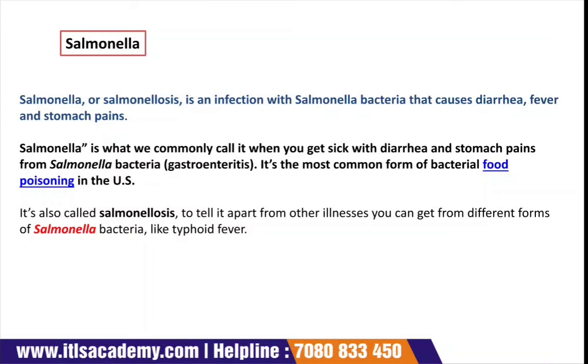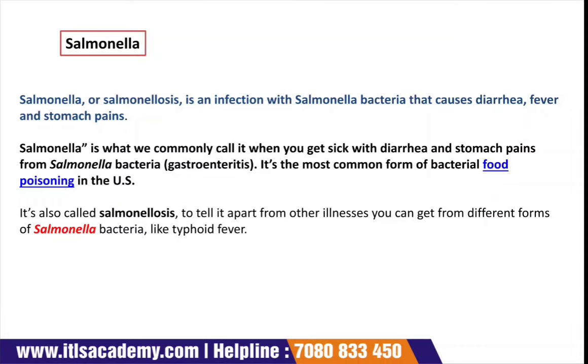So whenever you are having an upset stomach, or a stomach ache, and apart from the ache or pain you are also having diarrhea at the same time, then it is commonly caused by salmonella species bacteria. And these salmonella bacteria are the most common form of bacterial food poisoning in the US. So it is also called salmonellosis, and to tell it apart from other illness, you can get it from different forms of salmonella bacteria, like typhoid fever.